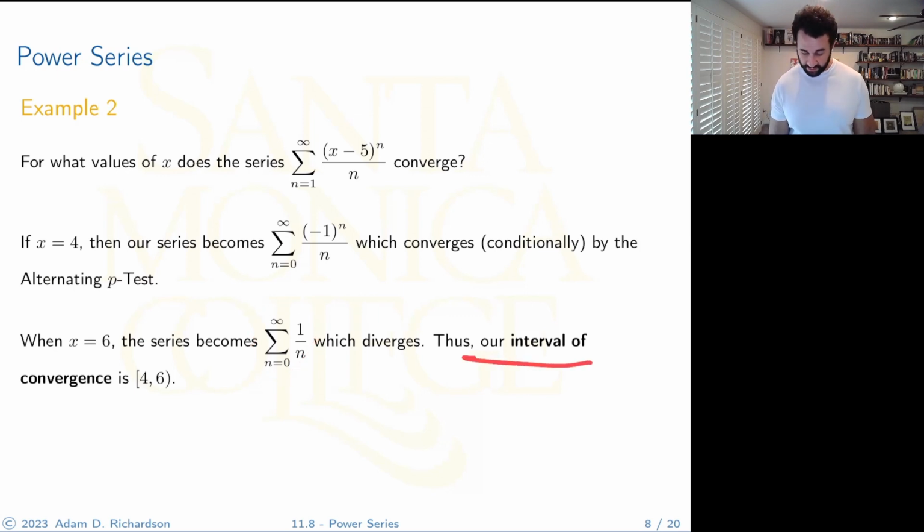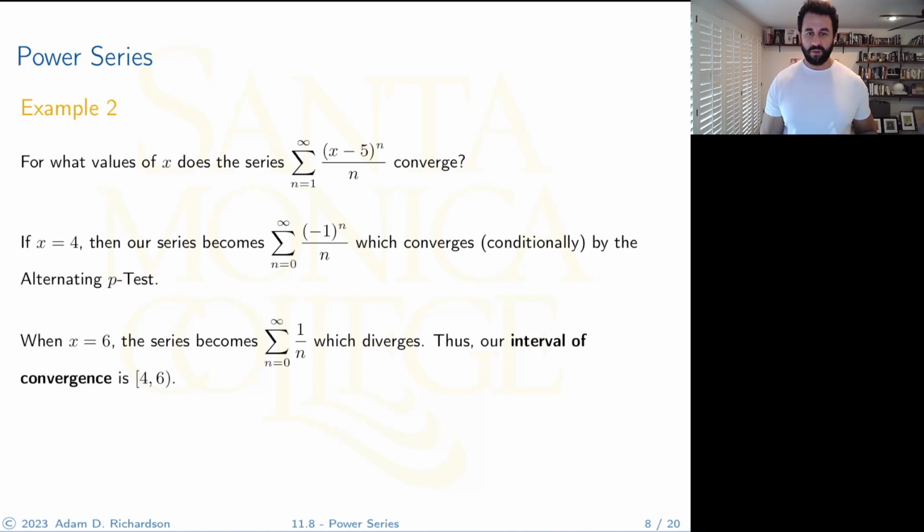Thus, our interval of convergence is the interval from 4 to 6, including the number 4. There we go. So the ratio test guaranteed us absolute convergence on 4 to 6, and this additional exploration gives us convergence at the endpoint 4 as well. So we got a little bit more convergence there.